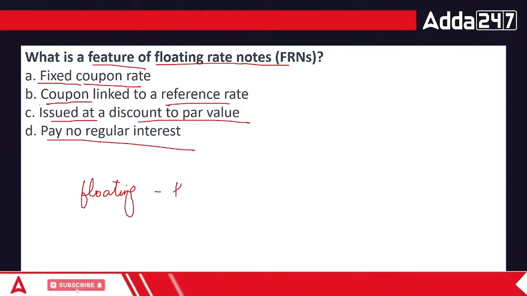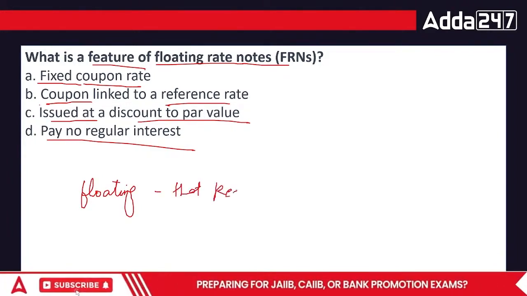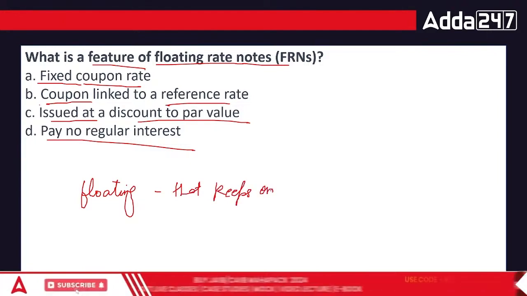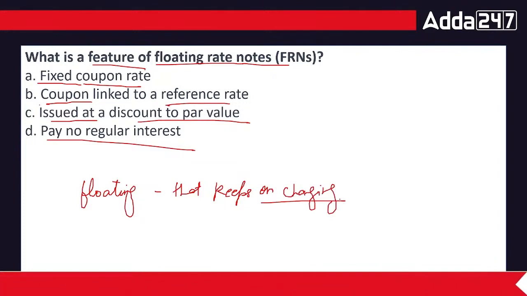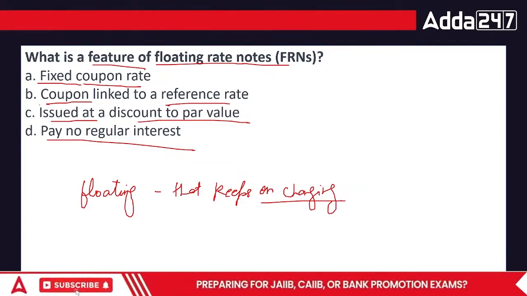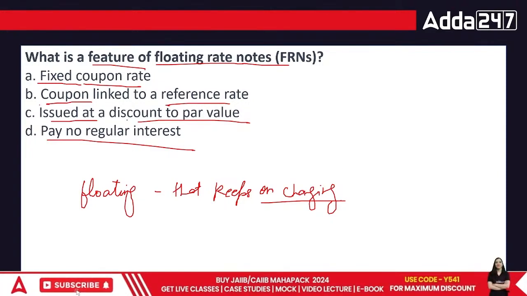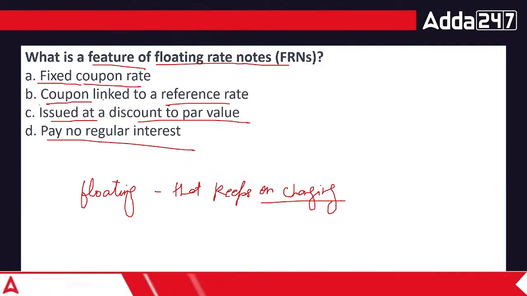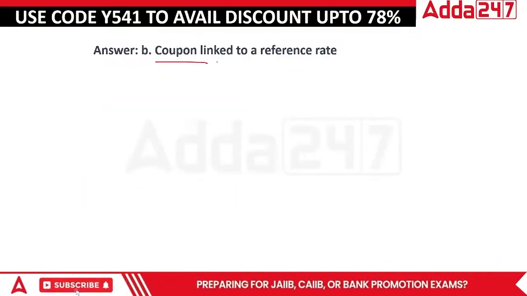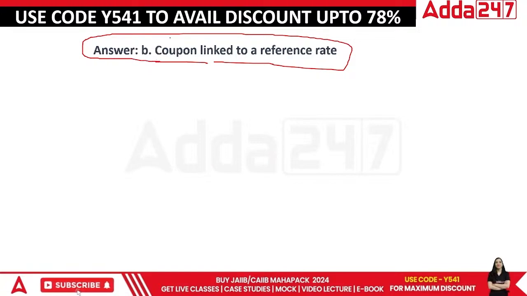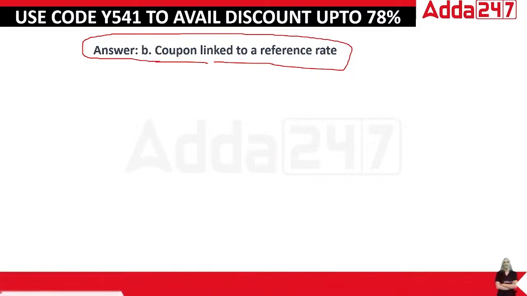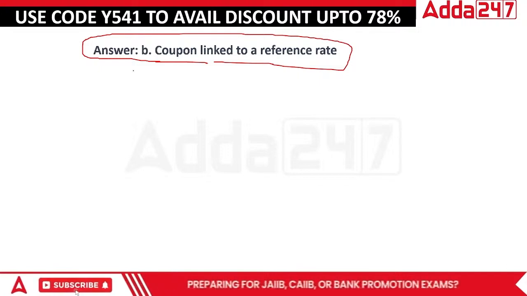Floating means that it keeps on changing, है ना? Anything which does not remain constant is something that we can define as floating. And if you're defining the floating rate notes, it is basically coupon linked to a specific reference rate. And this keeps on varying. Done everyone? That's the answer for this question.